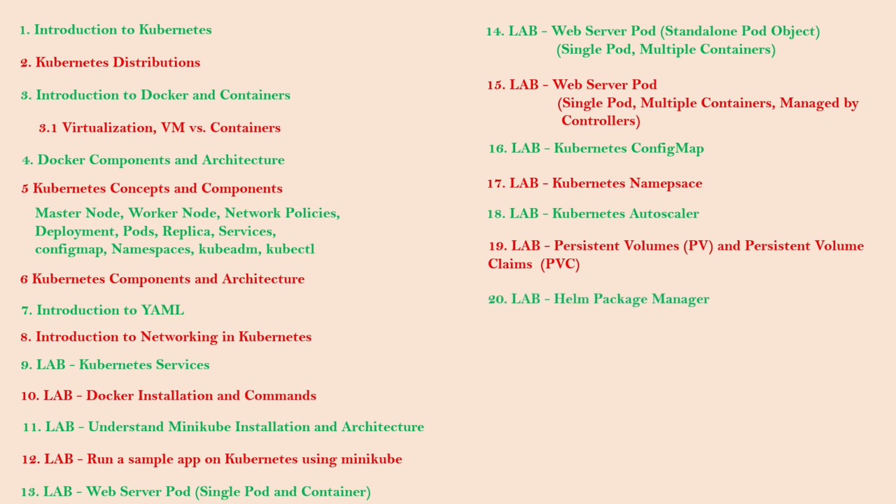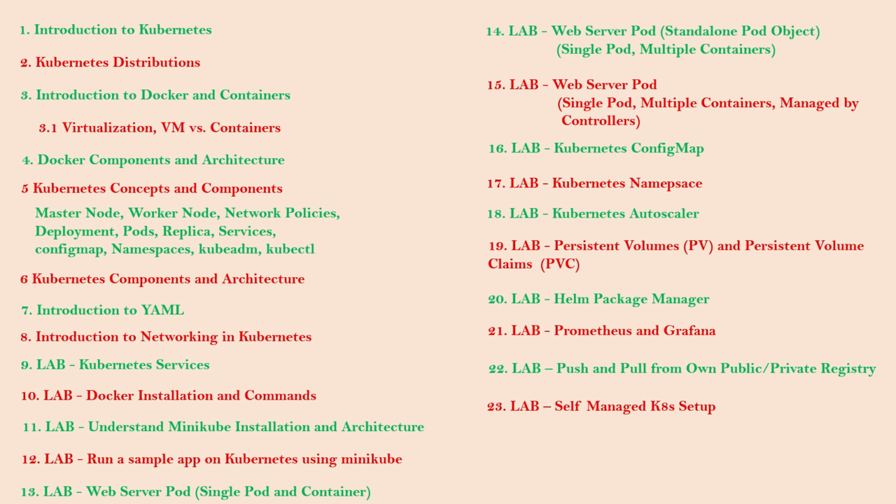Then we will understand and implement the Helm package manager. And we will take a look at Prometheus and Grafana as well. What is the use of Prometheus and Grafana in Kubernetes and how we configure them in Kubernetes. Then we will learn how we can push and pull different kinds of images from public and private registries. Then we are going to have a setup of a self-managed K8s setup.